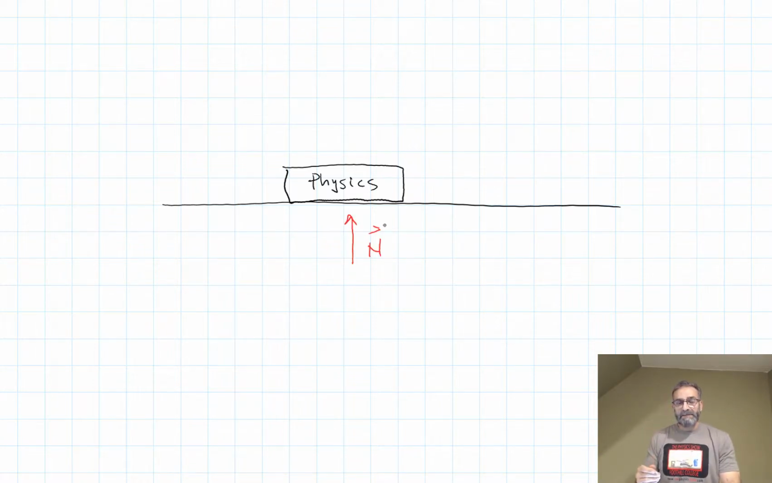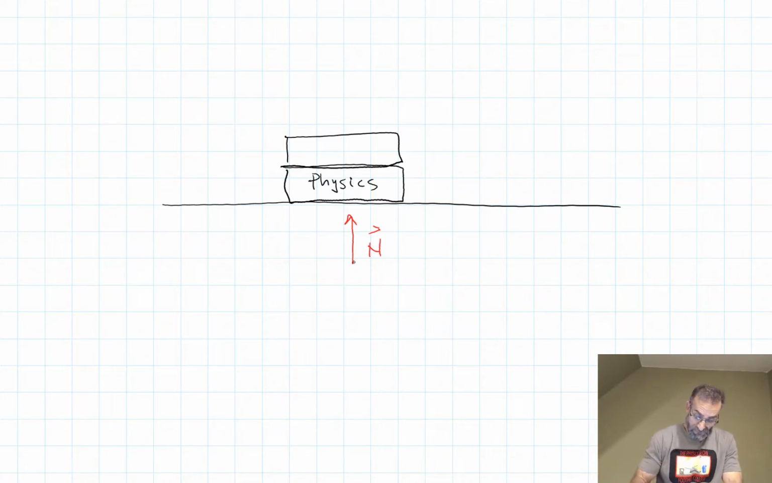What would happen if I drop another textbook on top of this one? What just happened to my normal force? Well, it's got to get bigger. Because now the surface is holding up two textbooks. So it is applying a larger force to the bottom of that physics textbook.